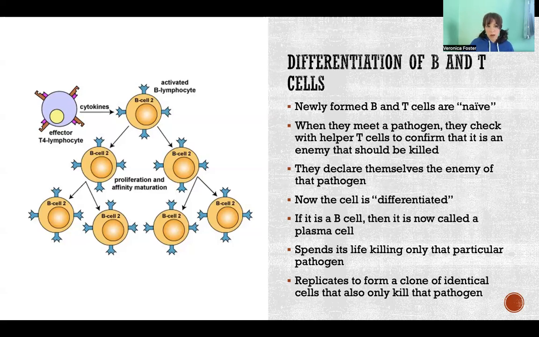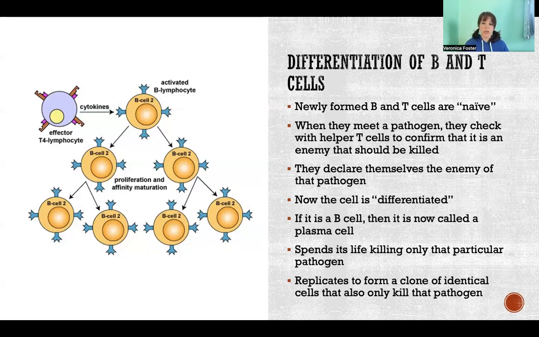If it's a B cell, when it differentiates, we also call it a plasma cell. So it doesn't really mean anything special. It's just a B cell that has differentiated. It's a B cell that knows what it's going to spend its life killing. So at that point, that differentiated cell spends its whole life killing only that specific pathogen.